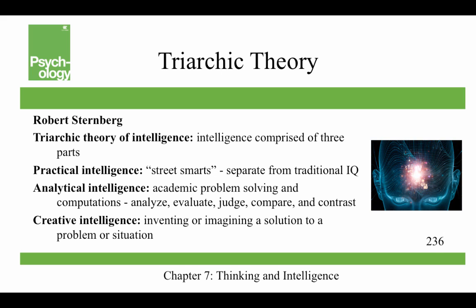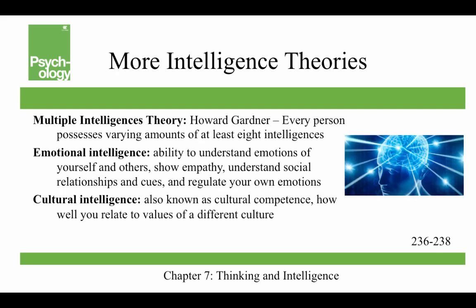Analytical intelligence is academic problem solving and computation. So basically what we would learn in school. So this is your ability to analyze, evaluate, judge, compare, and contrast. And creative intelligence is inventing or imagining a solution to a problem or situation. So 3 different types of intelligence, hence triarchic.